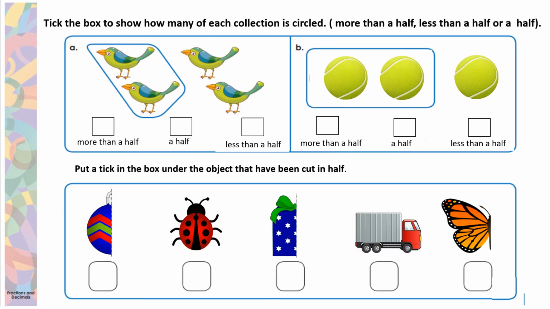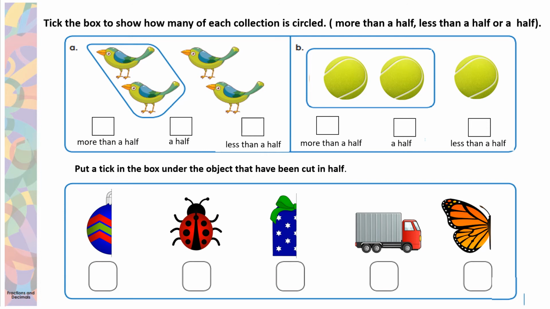Our second activity, we're going to be looking at halves again, but this time you have to decide whether the collection has been circled in half, more than a half, or less than a half for our first activity. Then down the bottom, you're going to tick whether the objects have been cut in half. So let's look at the first one up the top, number A.